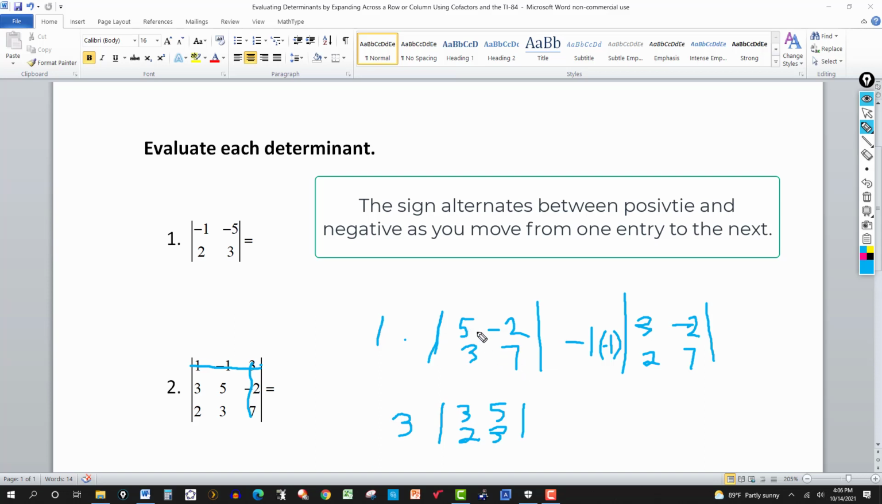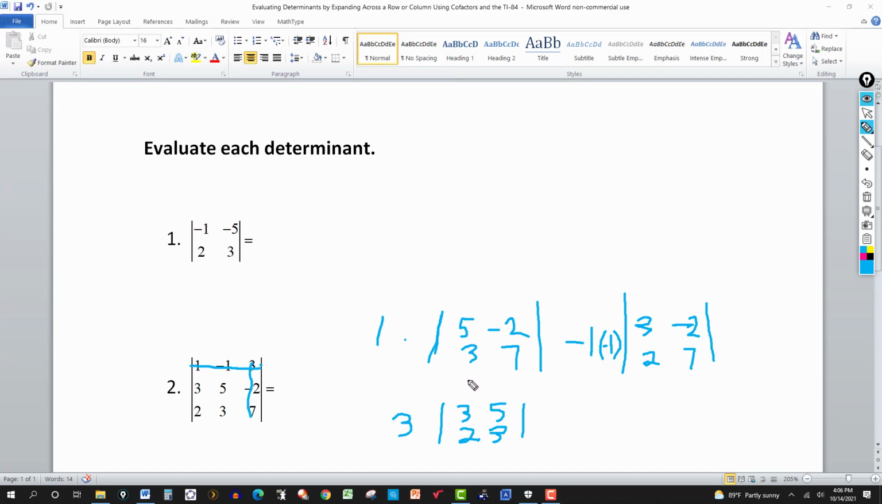We cross multiply here. So this will give us a 35, 7 times 5. And then here, multiply here. This minus 2 times 3, that's a minus 6. But then you're subtracting that, so this becomes a plus 6. Okay, so 35 and 6 is 41 times 1, so that's 41. And then we add the next one.